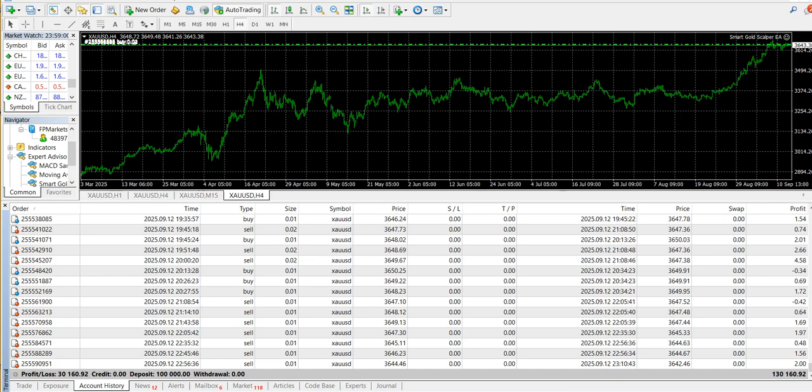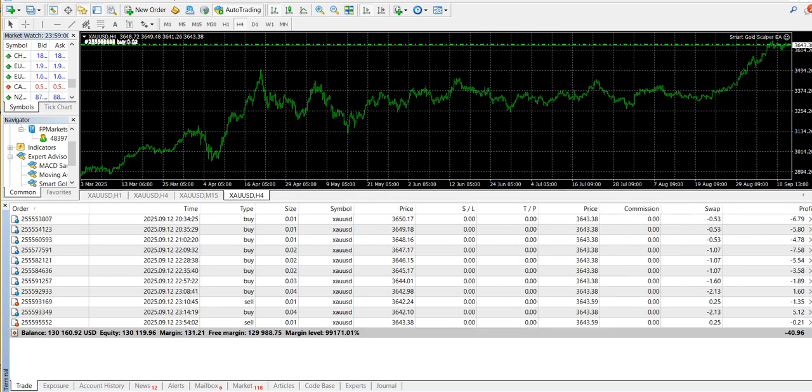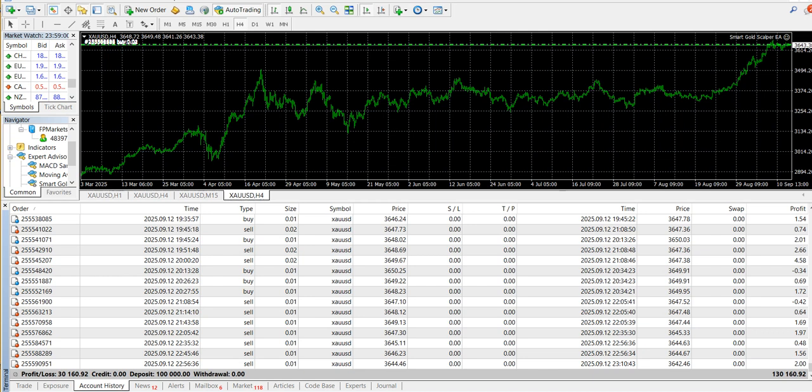Okay, anyways, this is the deposit, and we made 160.92, and these are the running trades right now. These are a few of the running trades, and this is the account history. This is over 30% in 2 months. However, I would not recommend trading with a lower balance.